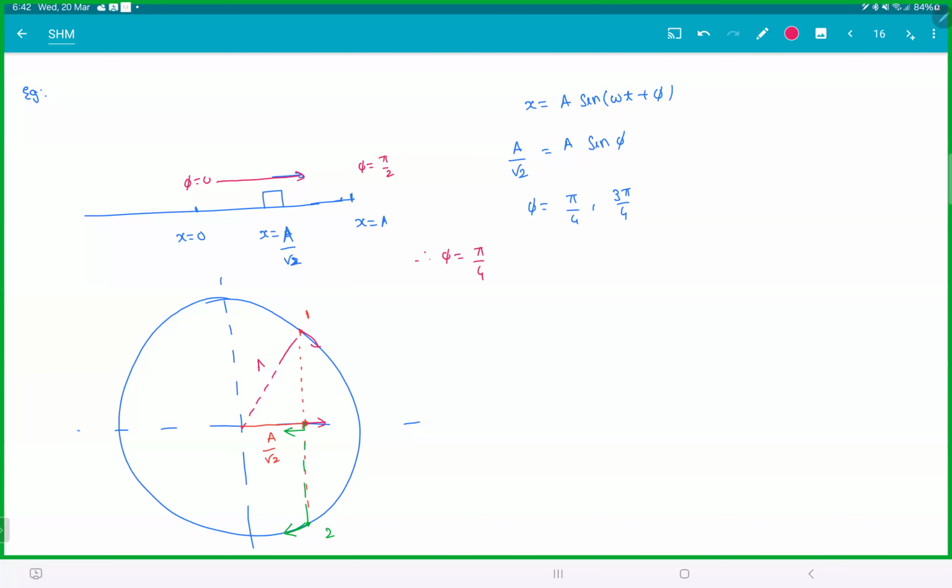That means I need to study this point here. If this is a by root 2 and this is a, this angle is 45 degrees. If that is 45, this is also 45 degrees. Therefore, phi is 45 degrees. Making sense?